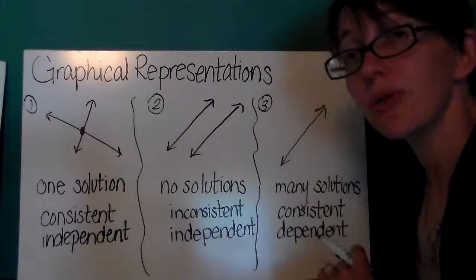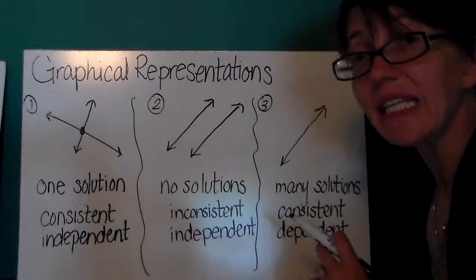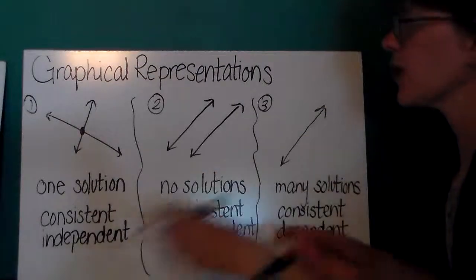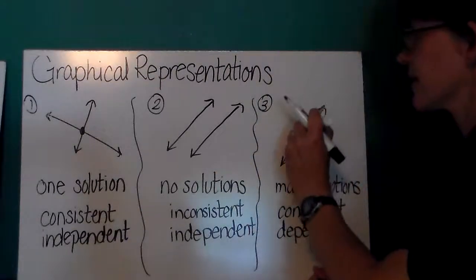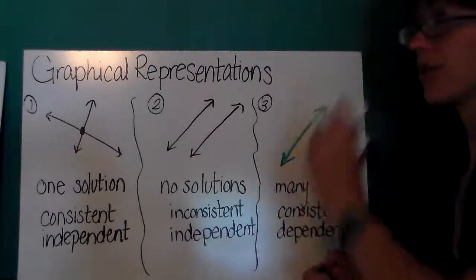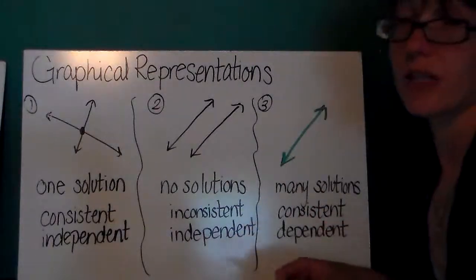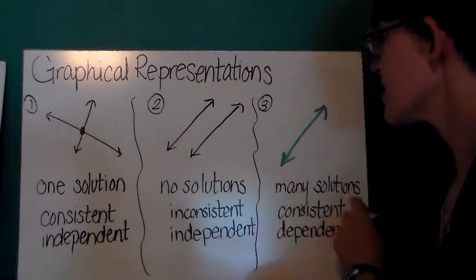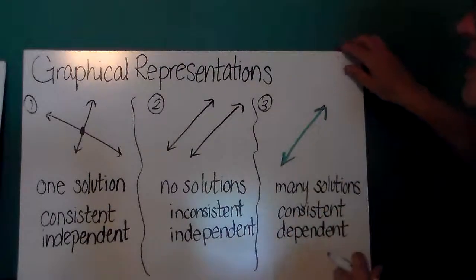Finally, my two lines could be exactly the same line. In this case, I have just what appears to be one line here, and that's because the other line lies right on top of it. This has many solutions, in fact, an infinite amount. We call such a system consistent and dependent.